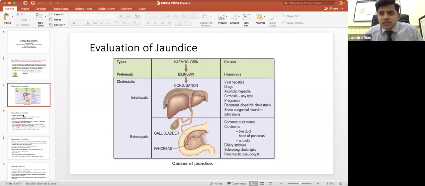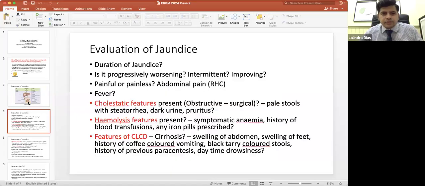So that's about theory on jaundice. Right. So evaluation of jaundice. What questions should you ask from the patient? Right. So number one is duration of jaundice.